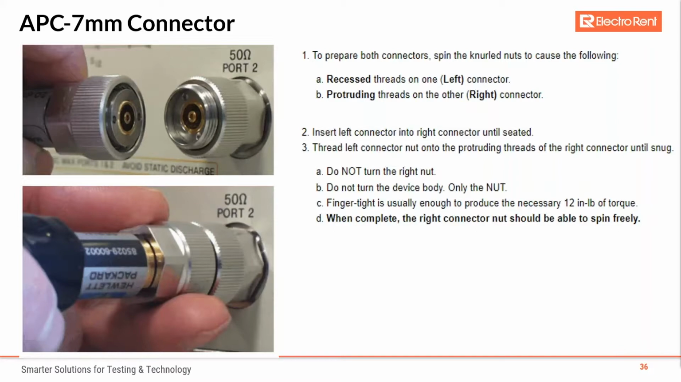Tightening the two housings together on these types of connectors will actually not ensure a good connection. So as I said earlier, one of them needs to be recessed while the other one is protruding, and you just tighten that end up. Again, do not over-tighten the device body, as I mentioned earlier with cables, only at the nut. Finger tight is usually good enough for these, or probably your standard 12 inch-pounds of torque. So one connector should be completely tight when connected, and the other one should spin freely.